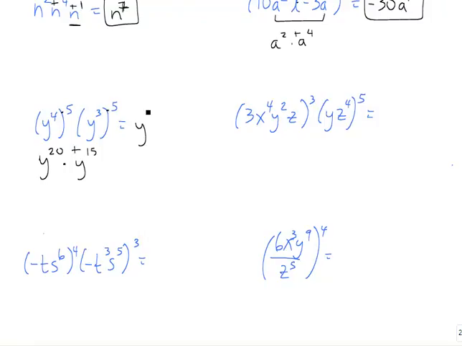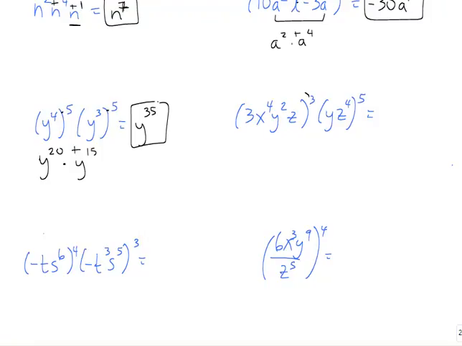So this becomes y to the 35. On the next example, we have a lot more stuff going on. We do have an outer power on each of these sets of parentheses that we want to distribute across first. So the first thing I'm going to do is distribute my cube.